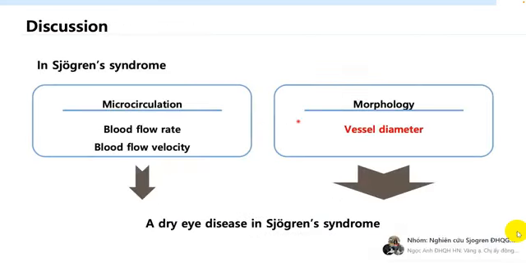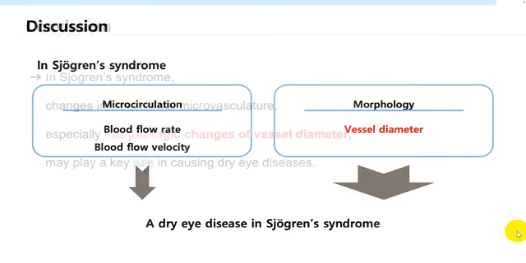The previous finding confirms that, like studies on general dry eye patients, both microcirculation and morphology of conjunctival microvasculature change in Sjogren syndrome dry eye patients. However, notably, morphology changes are more pronounced compared to non-Sjogren syndrome dry eye, particularly marked by increased vessel diameter.